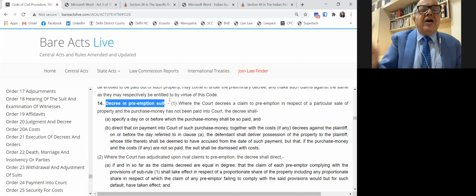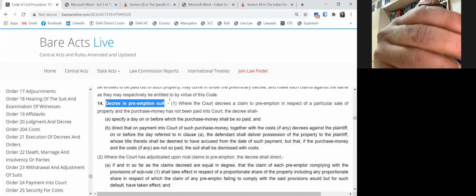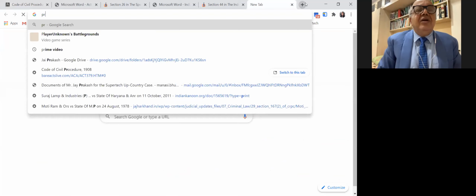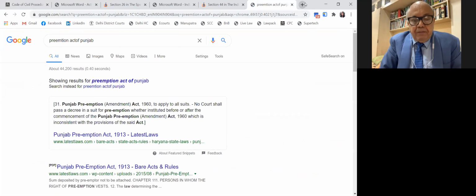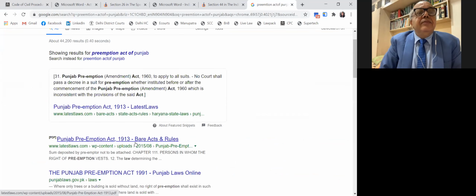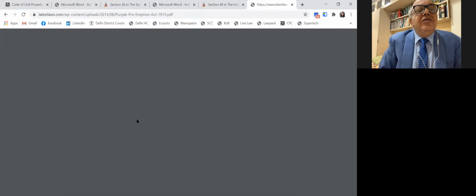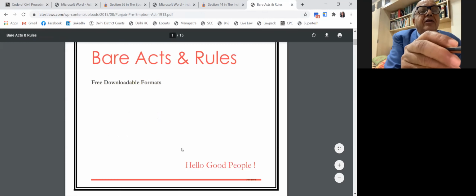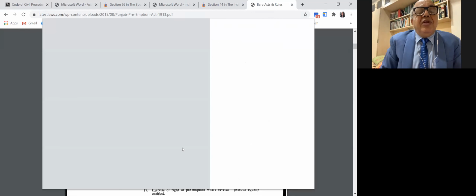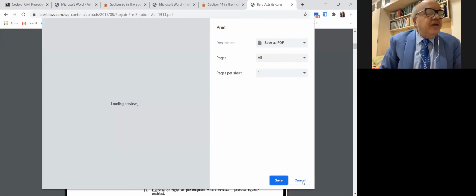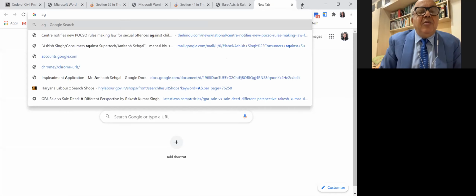Mansi, can you just see the Preemption Act of Punjab? Can you open this? I think it is the 1934 Act. See, Punjab has a Preemption Act. You just remember this. Then Agra also has got a Preemption Act. Apart from these two states, I don't think any other states in India have a preemption law.